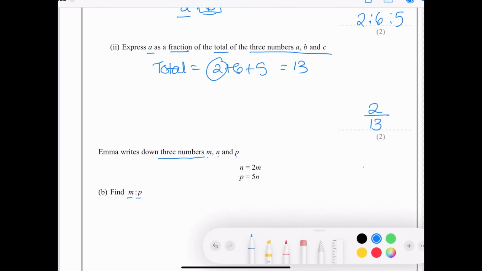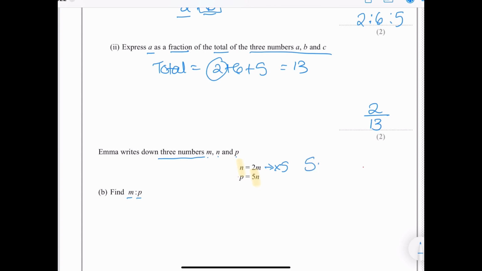So looking at this, the common part is N. But as it stands, I've got different numbers of N. Here I've got 5 lots of N, on top I've got 1 lot of N. So I'm going to multiply the top equation by 5, which tells me 5N equals 10 lots of M, multiplying everything by 5. Now I've got the same equivalent parts of N. So I can say P equals 5N, which equals 10M, combining everything together.